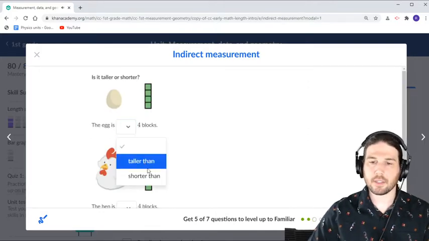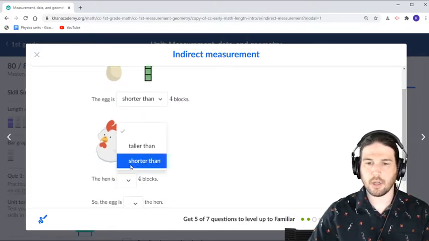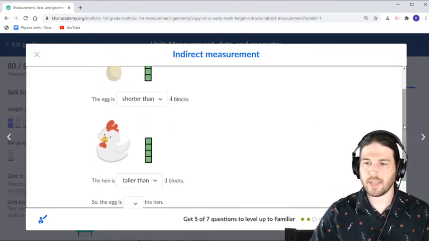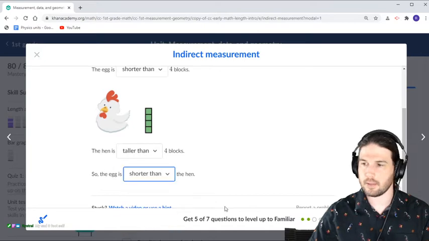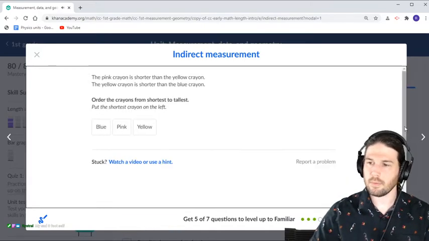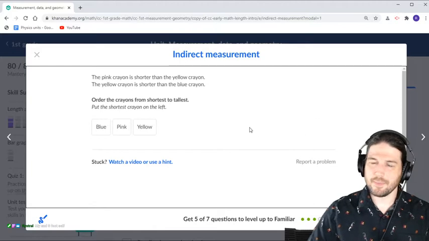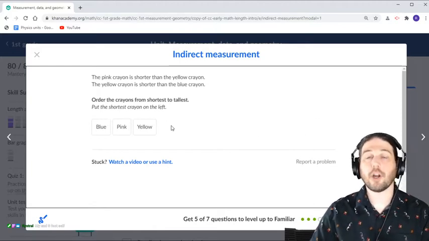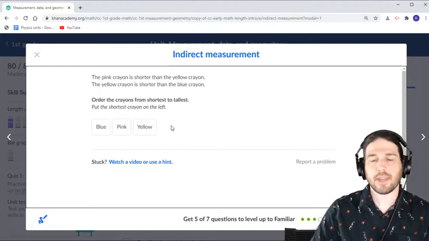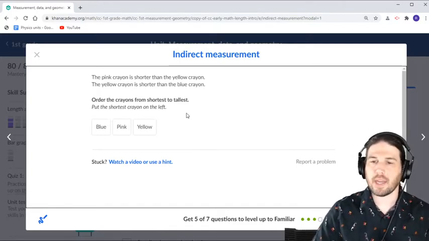The egg is clearly shorter than 4 blocks. The hen is clearly taller than 4 blocks. So the egg is shorter than the hen. Yeah, Kestrel. It's okay. We tall people exist to help you get things off of high places. It's what we do.